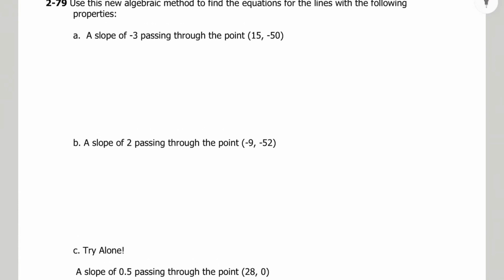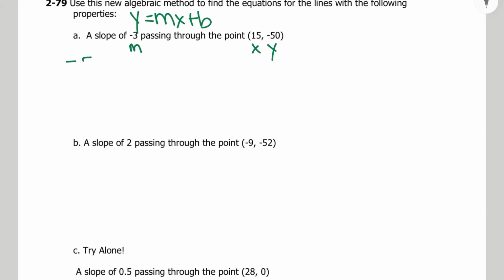So looking at the first one, it says 279, use this new algebraic method to find the equation for lines with the following properties. So we don't even have to work with decimals here, so it's much nicer. So you're thinking about y equals mx plus b for all of these. And we're plugging in all the information we can where we can. So the slope is m, and the points x, y. And all those things get to be plugged into that equation up there.